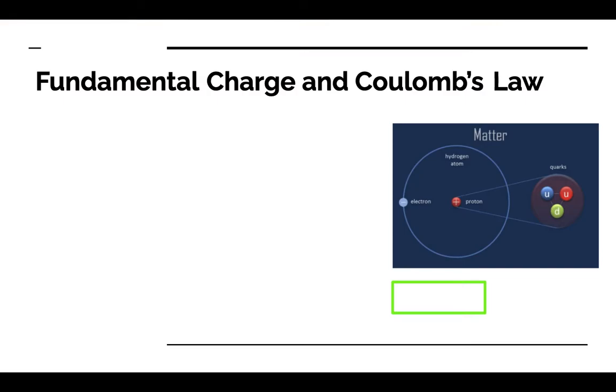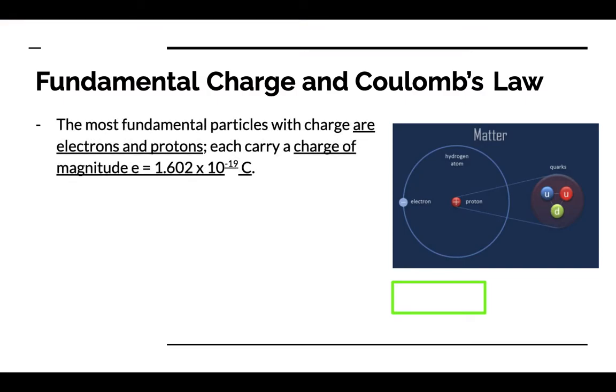So we start again with the fundamental charge in Coulomb's law. The most fundamental particles with charge are electrons and protons. Each carries a charge of magnitude e equals 1.602 times 10 to the negative 19th coulombs. You throw a negative sign in front if you're talking about an electron. So negative e is the charge of an electron, okay?